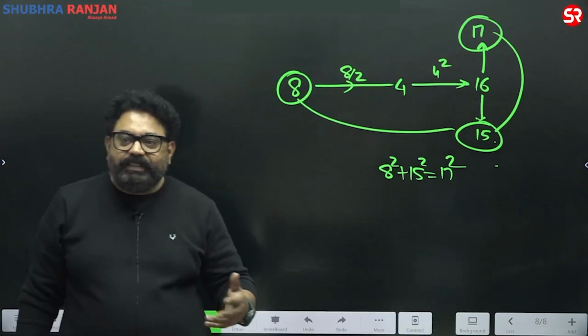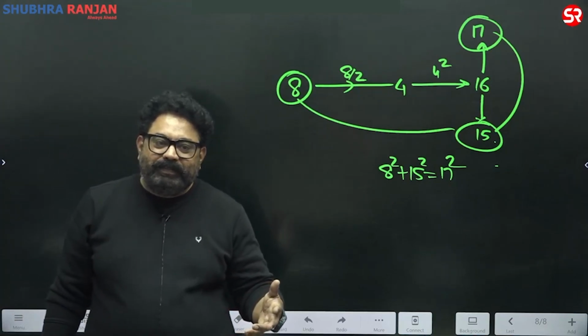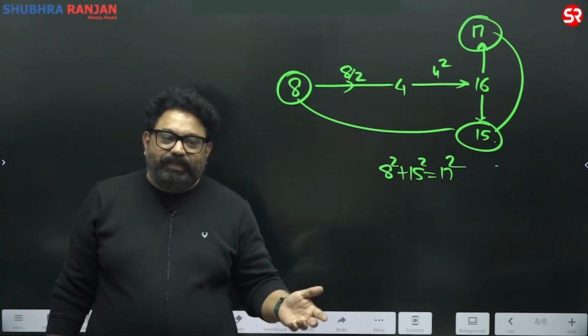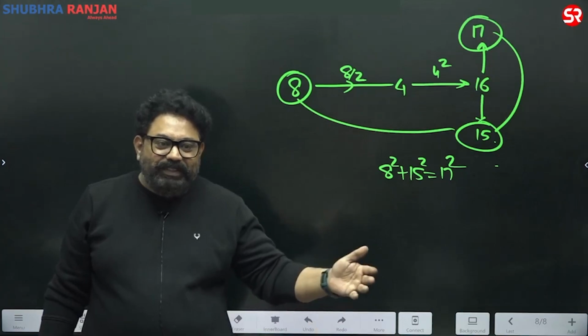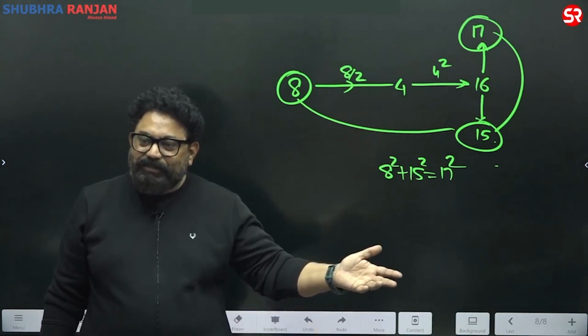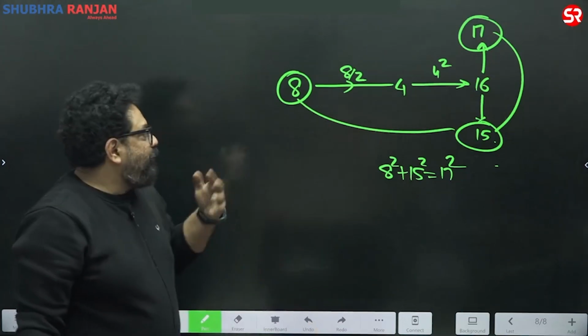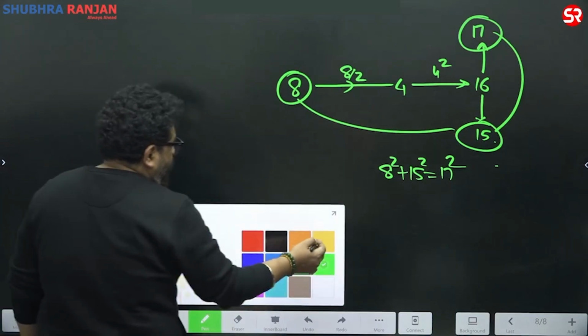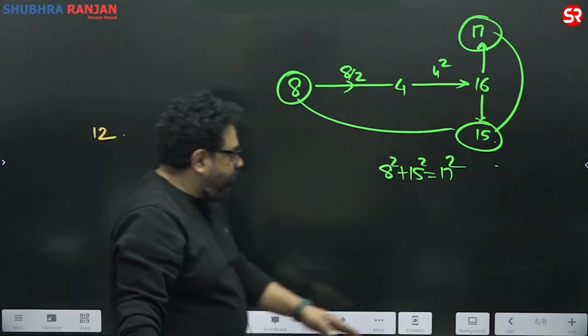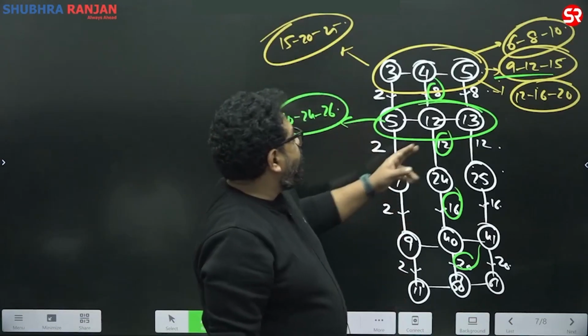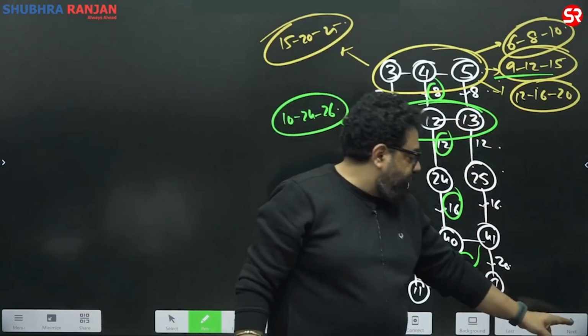Six's half is 3. 3's square is 9. Bigger number is 10. Smaller number is 8. 6, 8, 10. We know it is 6, 8, 10. It is a Pythagorean triplet. Right? Suppose you need a Pythagorean triplet starting with 12. Now listen, 12 has one Pythagorean triplet already. Look, 12 has a Pythagorean triplet, 12, 16, 20.